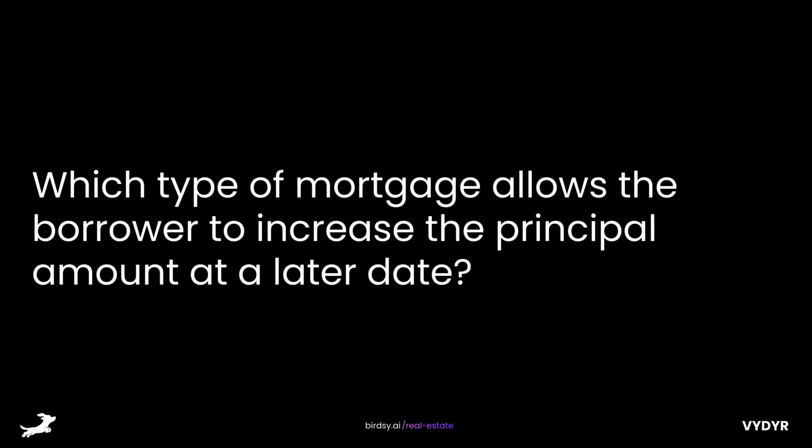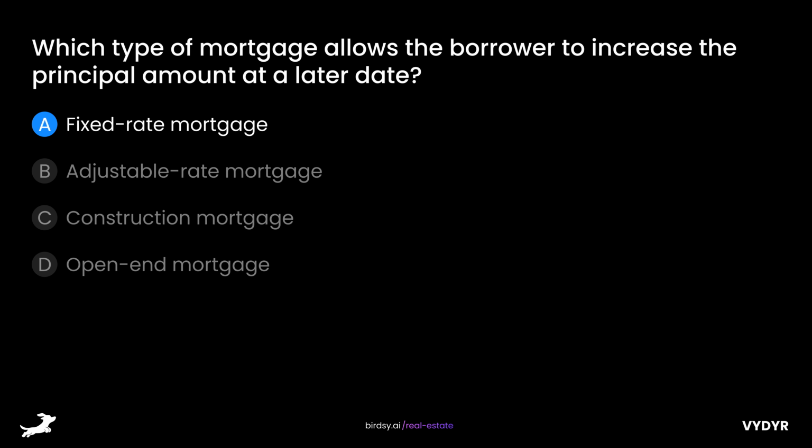Which type of mortgage allows the borrower to increase the principal amount at a later date? Is it A, fixed-rate mortgage? B, adjustable rate mortgage? C, construction mortgage? Or D, open-end mortgage? The answer is D, open-end mortgage.